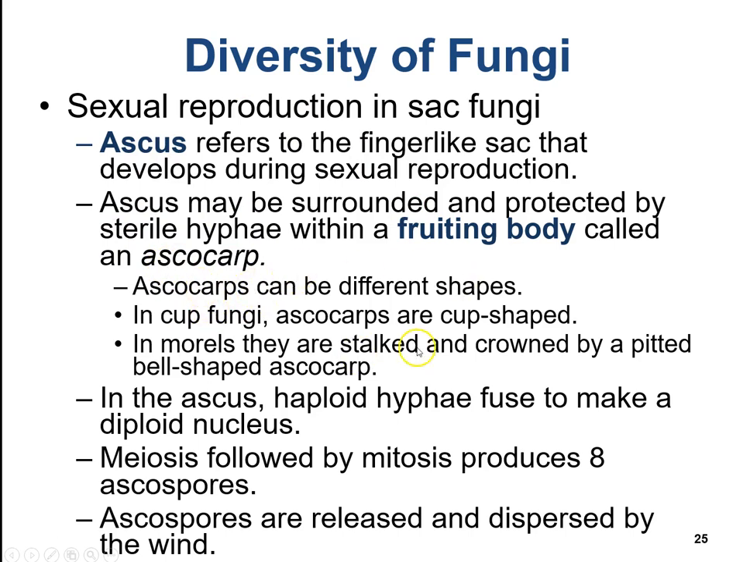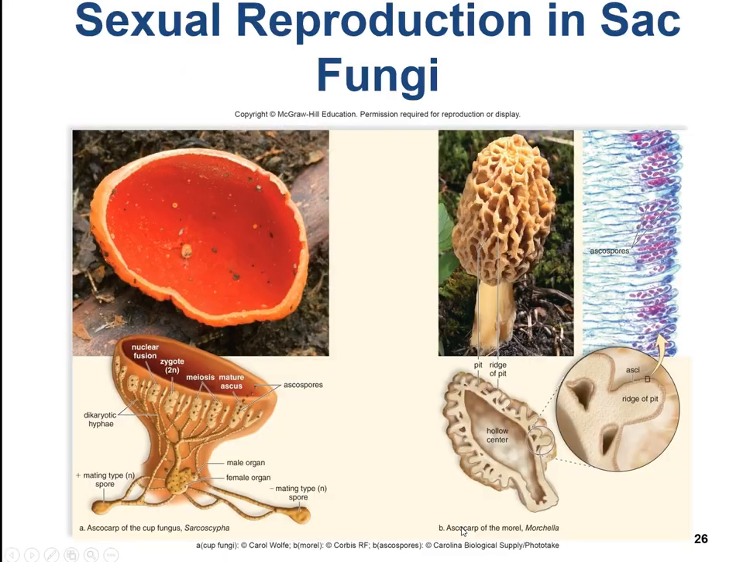And you can have different shapes. So in cup fungi, the ascocarps are cup-shaped. In morels, they're more bell-shaped. Okay. So it says then these ascospores are released and dispersed by the wind. So let's look at a picture here, right?